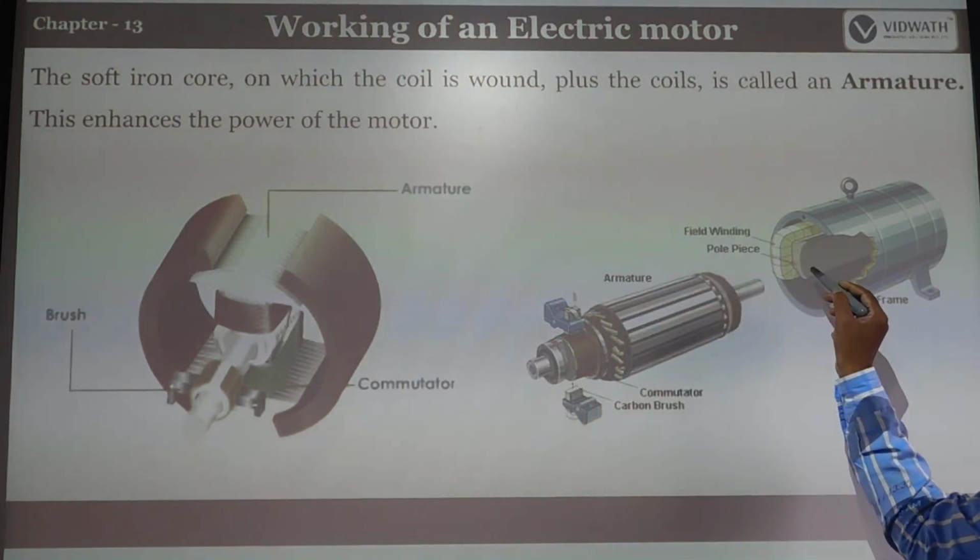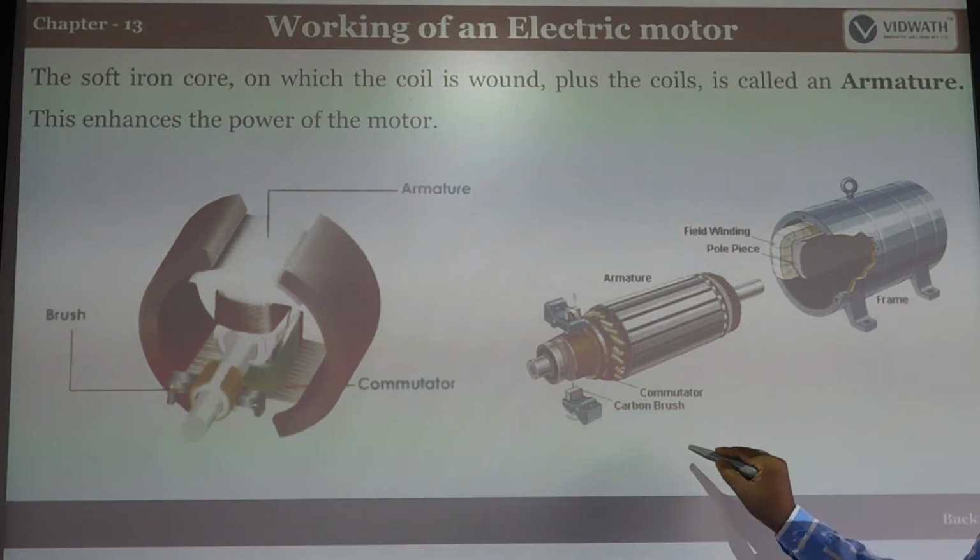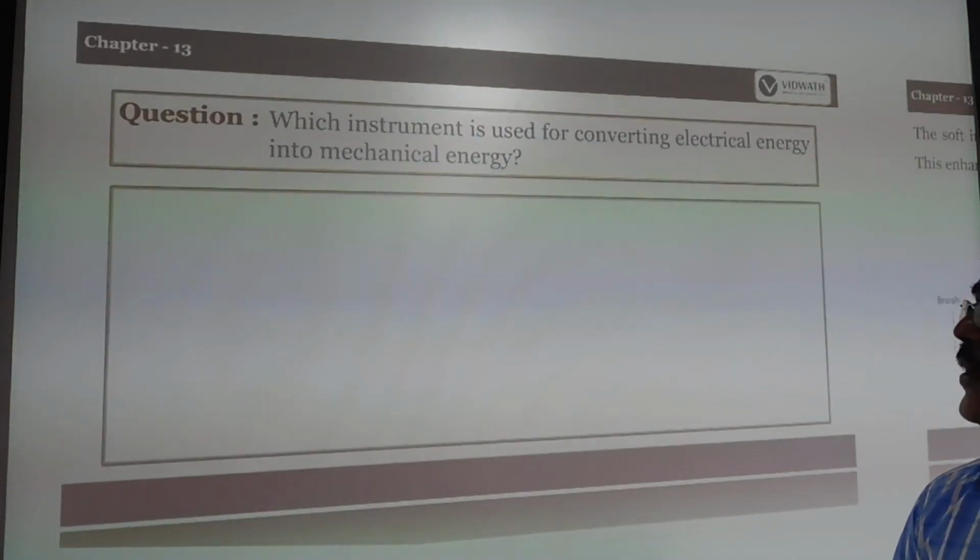Like the winding, the machine also can be seen. This is the field winding, that is, the pole pieces, which can also be seen.